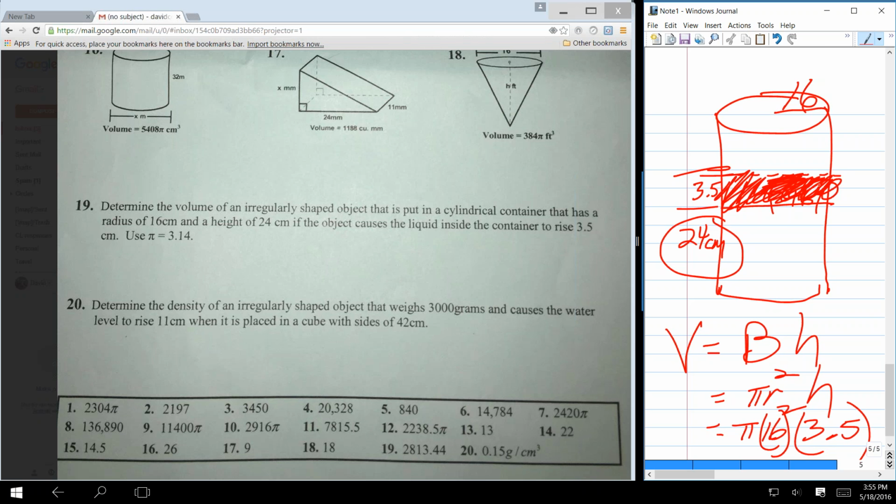We can figure out the volume of that shaded region by just taking the volume of that cylinder, which has a height of 3.5 and a radius of 16. And so that is the volume of the object. And that's what they're asking for, so that's all you need to do. Why they gave you 24 centimeters, I guess, was to just kind of throw you off.